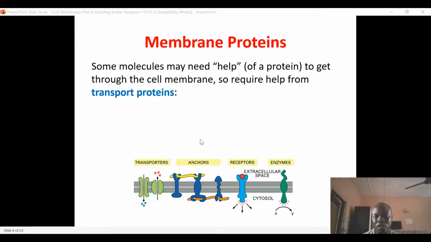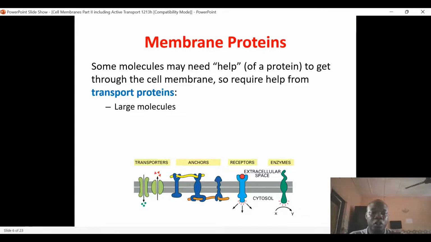So you should understand that some of these molecules don't just get into the cell. They require some proteins to help them. And those proteins are called transport proteins. So these are examples of the membrane proteins. They are the proteins that are found on the cell membrane. Examples of them we have transporters, anchors, receptors and enzymes.